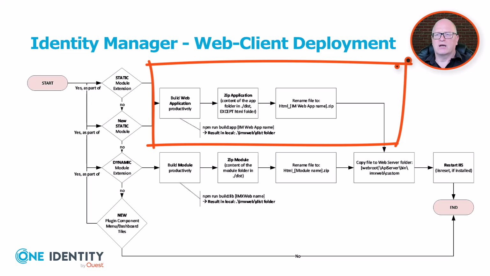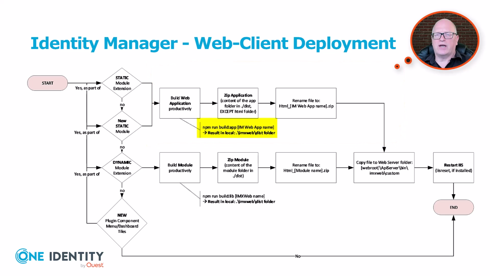That means both of them are part of the application, and to get them deployed, you need to compile the application. The command will be npm run build app and then the name of the app. All static modules get handled like that. After this has happened, you can build your zip file. You see as well that it might be necessary to delete the HTML folder if there is an HTML folder in that specific compilation, and then you can move that to the web server and, of course, restart the web server at the end.